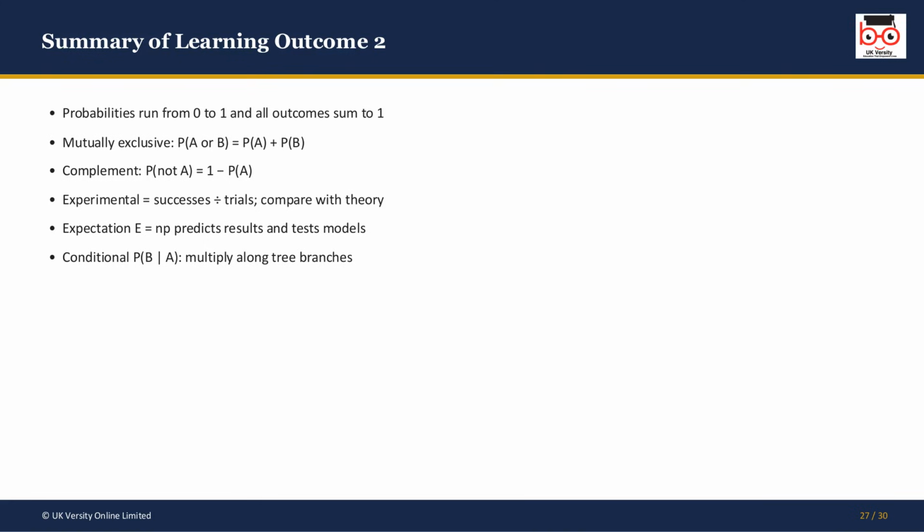Let's pull the outcome together. Probabilities run from 0 to 1, and all the outcomes sum to 1. For mutually exclusive events, the probability of A or B is the probability of A plus the probability of B. The complement rule says the probability of not A is 1 minus the probability of A. Experimental probability is successes over trials, which we compare against theory. Expectation, E = np, predicts results and tests models. And conditional probability means multiplying along the branches of a tree.